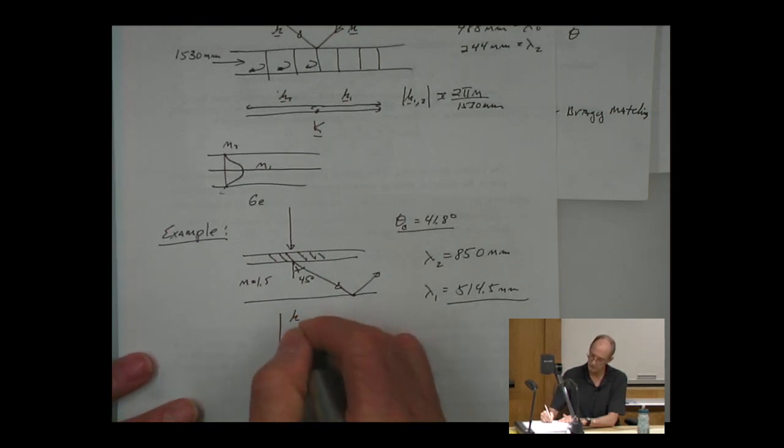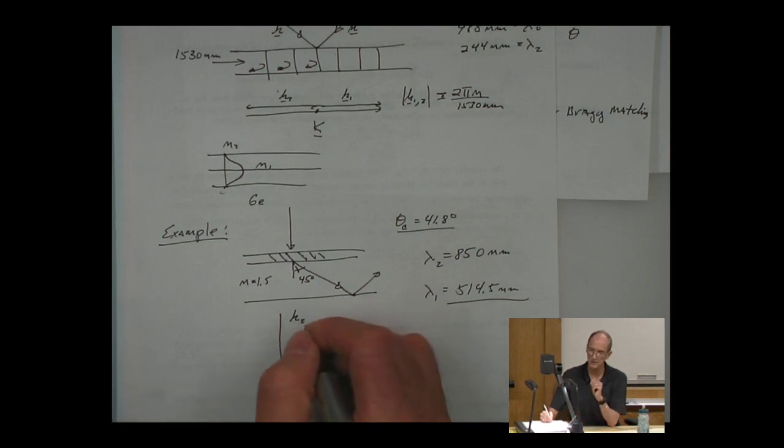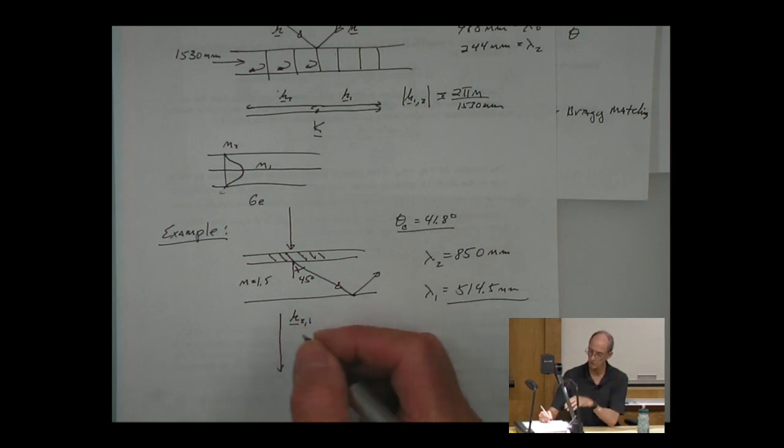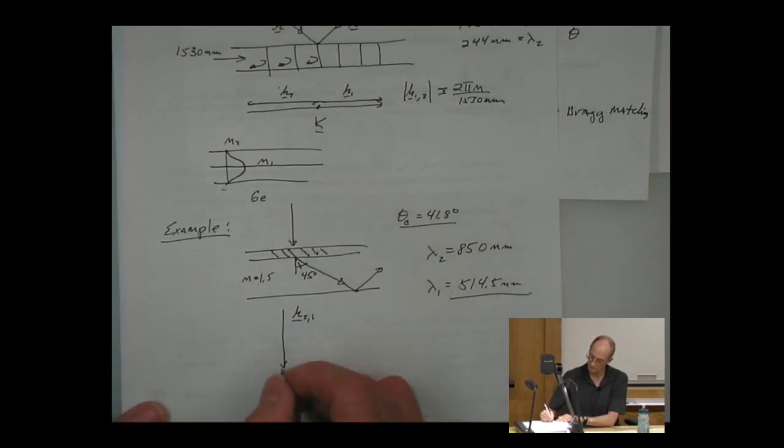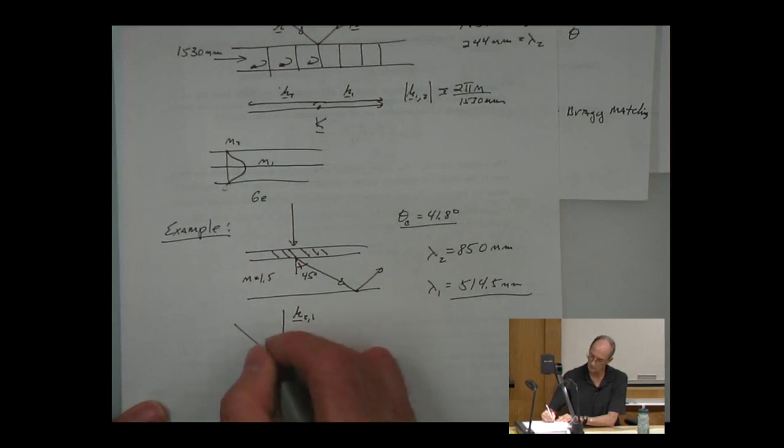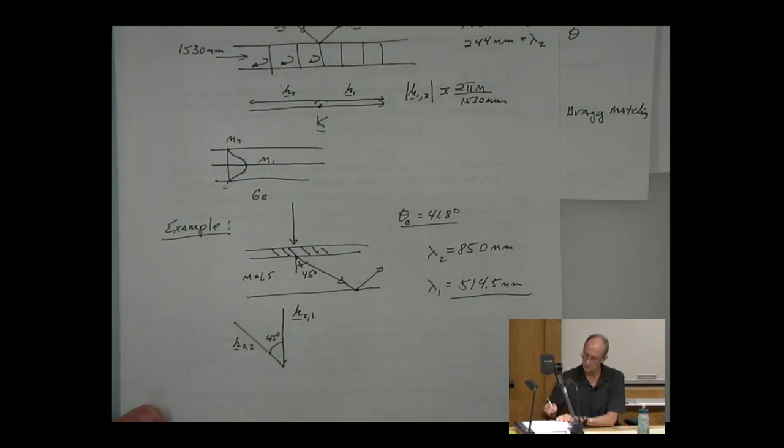So we'll label this K21, since this is the reconstruction, this is the second part, the subsequent reconstruction. So we have K21 is this normally incident beam, and we want to have a diffraction at the second angle, 45 degrees, which is K22.